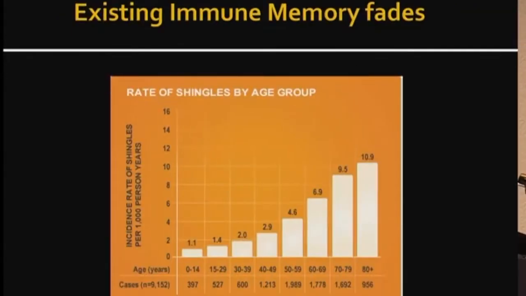Other evidence of immune memory declining, of course, is shingles. You're exposed to varicella zoster when you're young, as you have your chickenpox, and you develop immunity to it, but it's not lifelong. The older you get, you lose your immunity and it re-emerges as shingles. So your immune memory also fades with age.